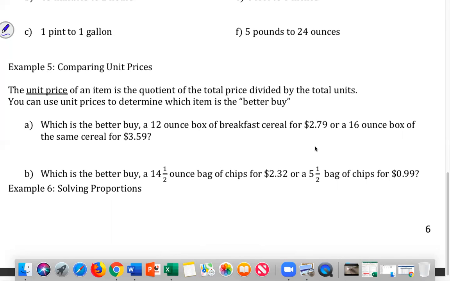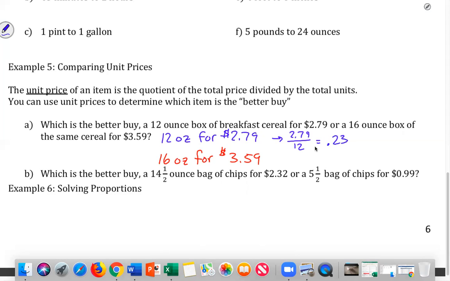Is it better to get the 12 ounce box of cereal, so 12 ounce for $2.79, or the 16 ounce for $3.59? So how do I determine this? Well, it's easy. We're just gonna divide the two things. So everybody, we're gonna do $2.79 divided by 12. $2.79 divided by 12. And we got approximately 23 cents.